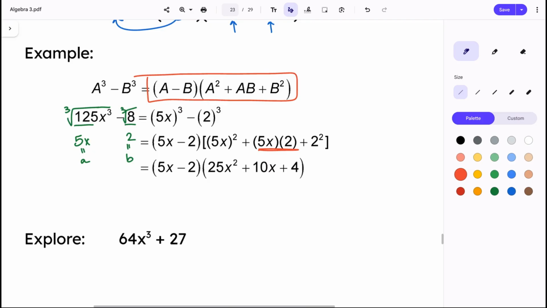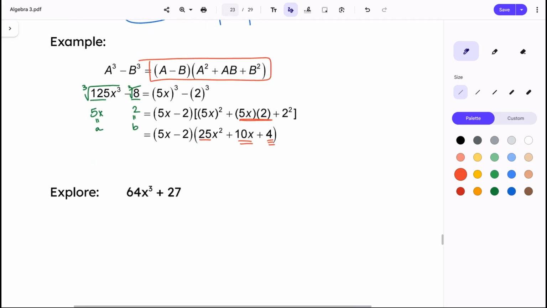And the last thing that you should be able to do is clean it up a little bit. If there's any numbers that you can operate with, that's what they're going to want to see you do. You can't really do anything with the first set. It just stays 5x minus 2. But 5x squared becomes 25x squared. 5x times 2 becomes this 10x. And then 2 squared becomes 4. And so that cleans it up a little bit more. Okay, why don't you guys go ahead and try this one, 64x to the third plus 27.